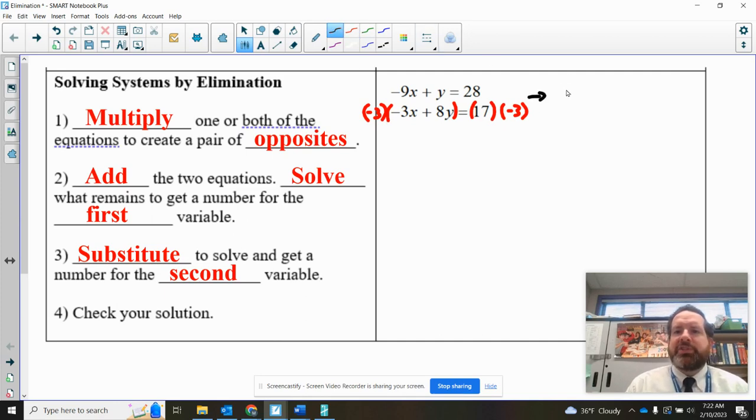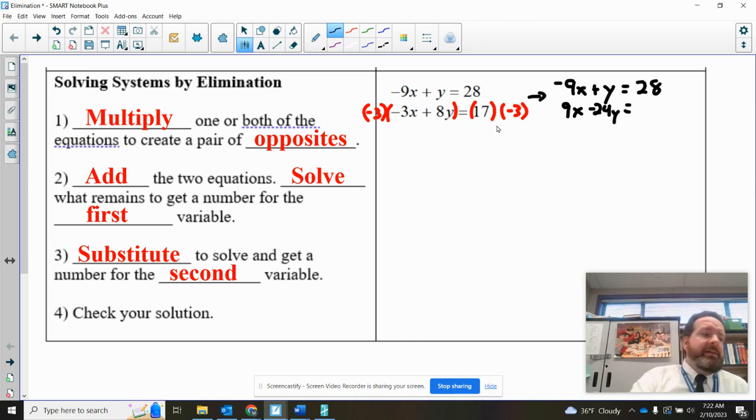So leave the top equation alone. Now, I'm writing pretty small here. On your toolkit, you may not have enough space, so if you want to do this on the back of the toolkit, that's not a bad idea. Here now, negative 3 times negative 3x is positive 9x. There's my set of opposites. Negative 3 times 8y, that's minus 24y. And negative 3 times 17 is negative 51. So that's step 1, get your opposites.